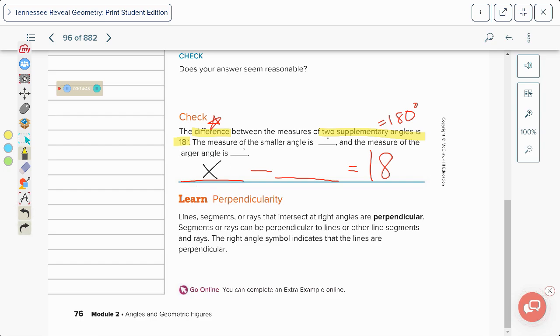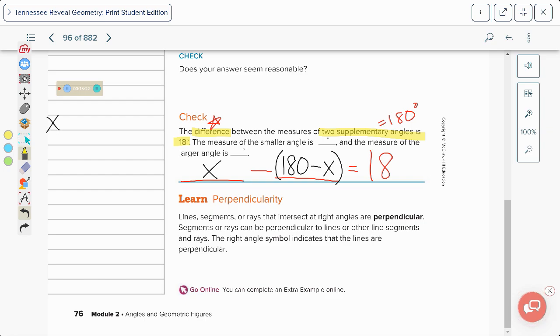Now let's think about how we'll represent the other angle. We were told they were supplementary, right? So if I took x away from 180, it should give me that other angle, because the opposite of that would be addition. So because of that, I can represent this other angle as 180 take away x. And so now I have an equation I can work with, and I can solve for the value of x first. So let's do that.